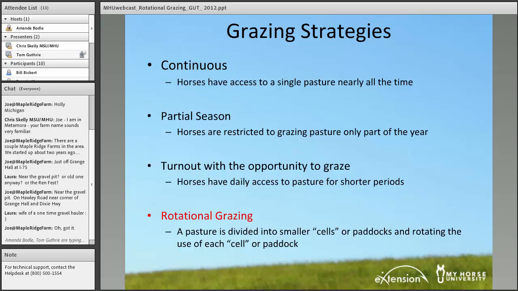And then finally, what this presentation will entail and what we'll talk about is rotational grazing. And that essentially is a pasture divided into smaller cells or paddocks, and rotating the use of each cell or paddock.